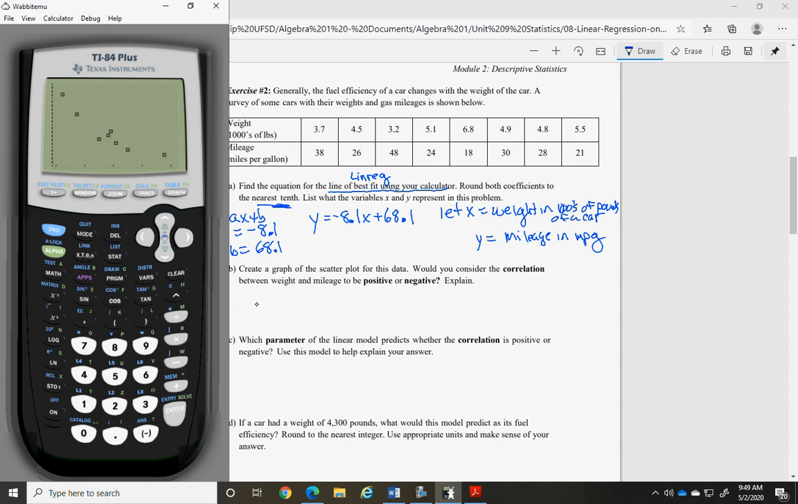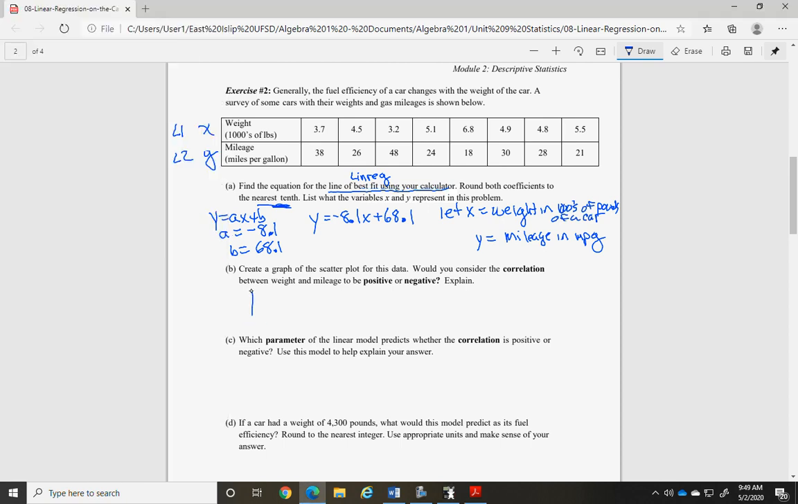If I wanted to do like a little sketch of it, I would say it looks like the points are going this way. Okay, this is definitely not a perfect graph, but it's going down to the right. So when it asks is it a positive or a negative correlation, since as x is increasing, y is decreasing, it looks like a negative slope, therefore this is a negative correlation.